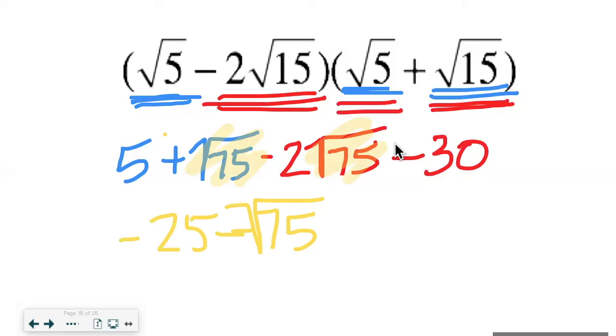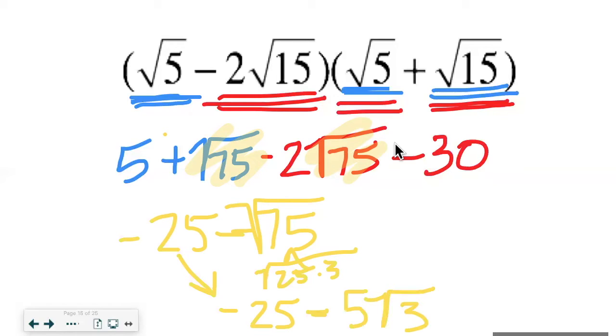Now, square root of 75 can be simplified. It has a perfect square factor of 25. So we could take the square root of 25 out of that. So first we have this negative 25, and then we would subtract out the square root of 25, which is 5, and we're left with the square root of 3. So this is the product of these two binomials.